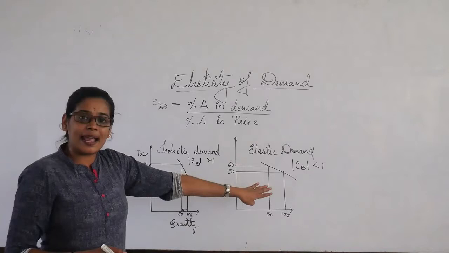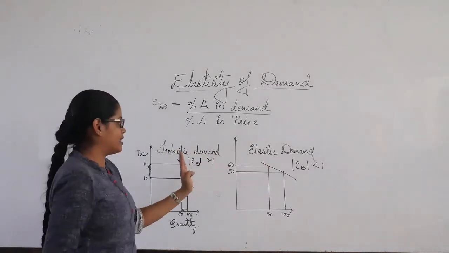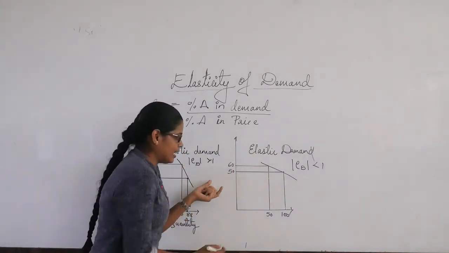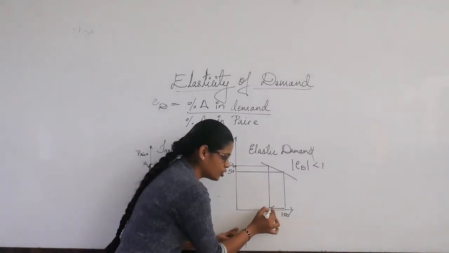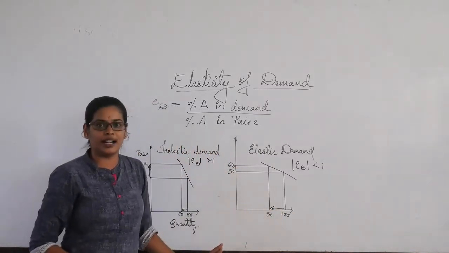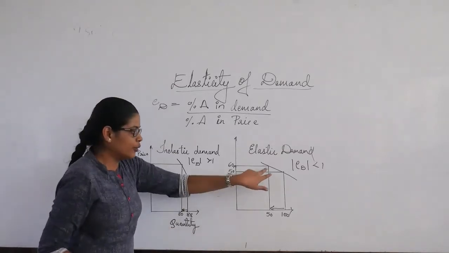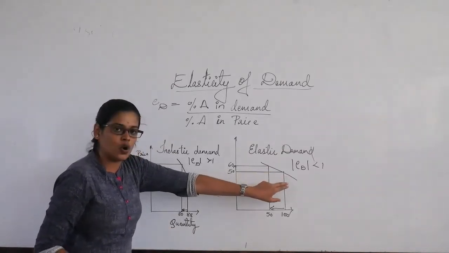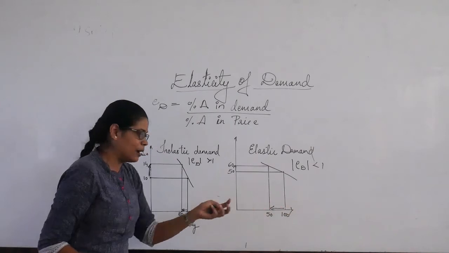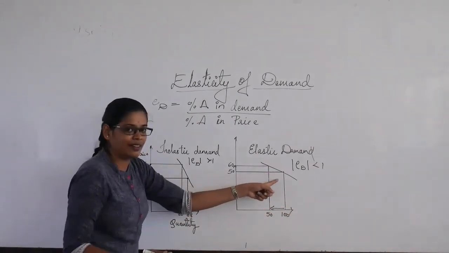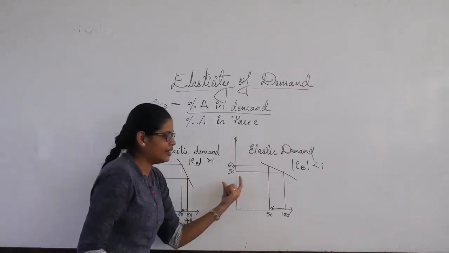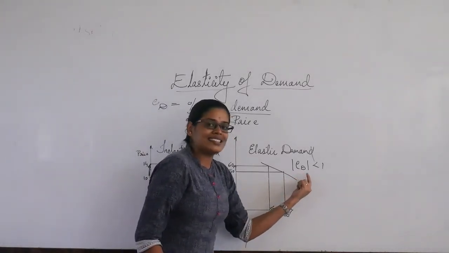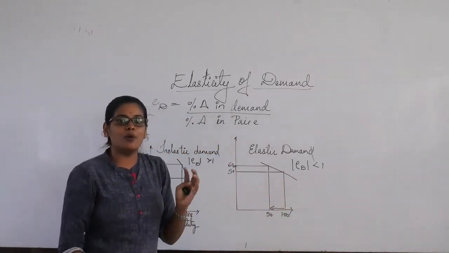But that's not the same case with elastic demand. It's just the opposite of this. If there is an increase in the price, then there will be a huge difference in the quantity demanded for that product. You can see that here the demand curve is flat, but here it has become steep. That's the reason here the elasticity of demand will be more than 1.